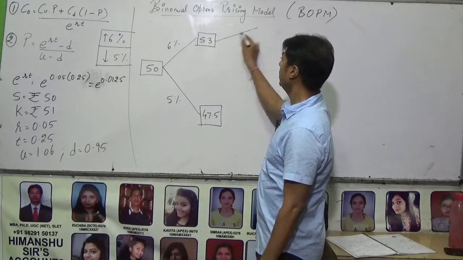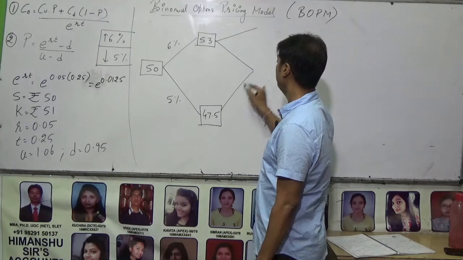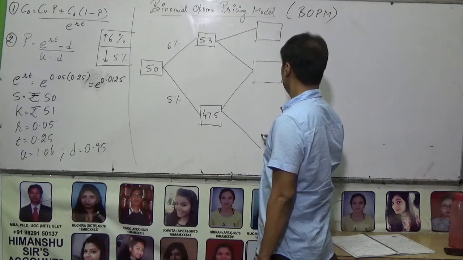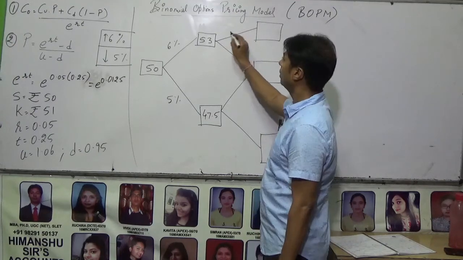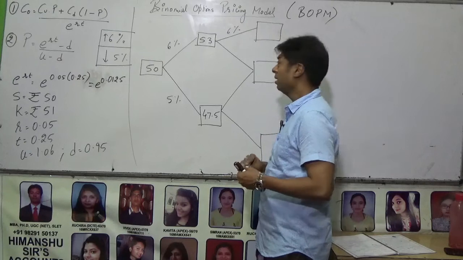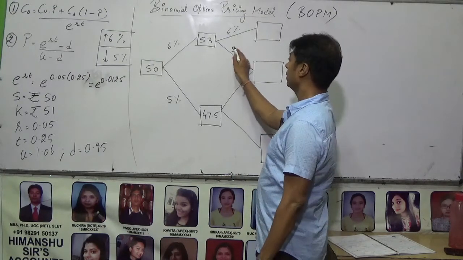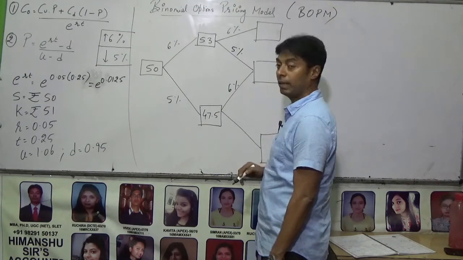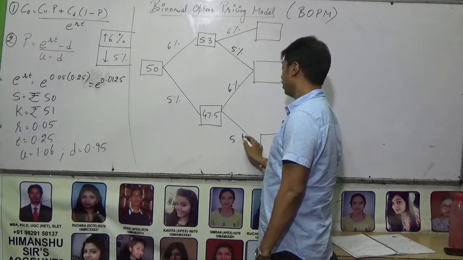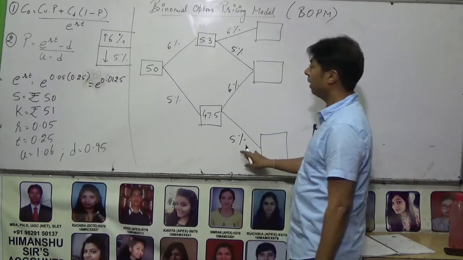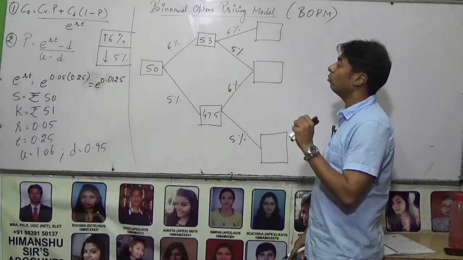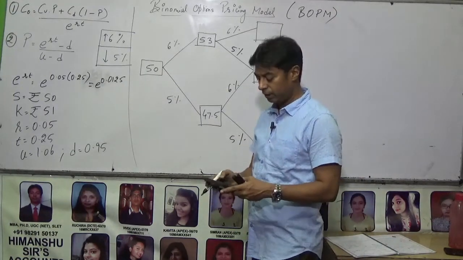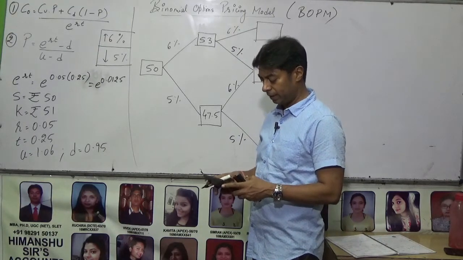In the next stage, the price can again go up or go down. Right? So if the prices are going up, we have to increase by 6%. And if the price has to decrease, it will decrease by 5%. Similarly, if it is going to increase, it will increase by 6%, and if it is going to decrease, it is going to decrease by 5%. Now, if you are going to increase from 53, just find out the 6% value. 53 into 6%.